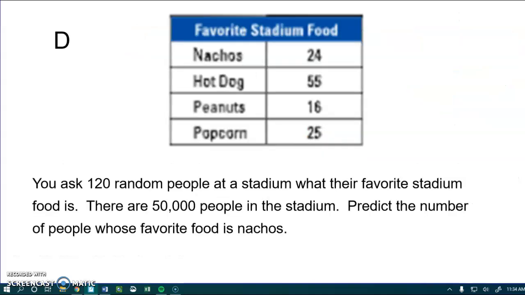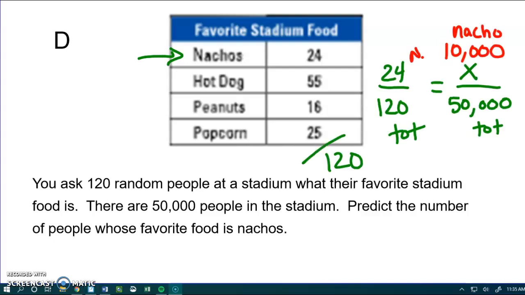And here's D. You ask 120 random people at the stadium what their favorite food is. If there are 50,000 people, how many people would like nachos? All right, so go ahead, last one here. Set it up, pause, and then we'll check. Okay, so 24 out of 120, and that came out to 10,000 out of 50,000 people at the stadium. So that's our video going over samples and populations.